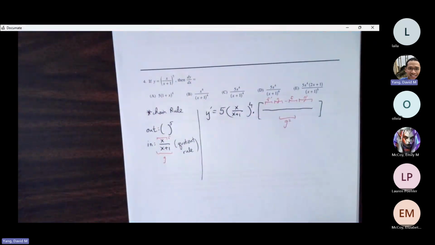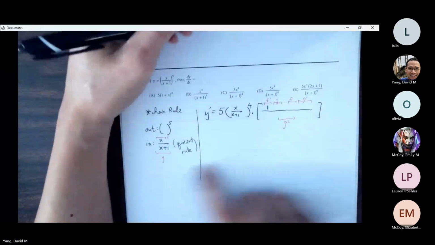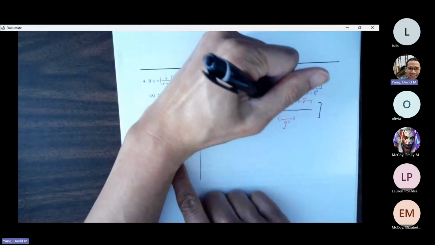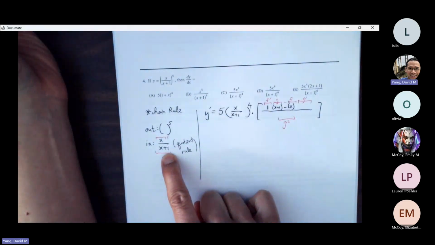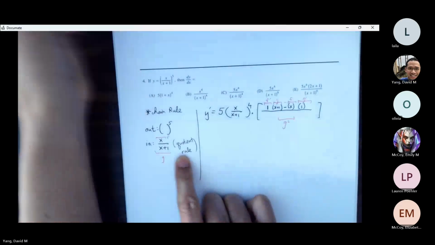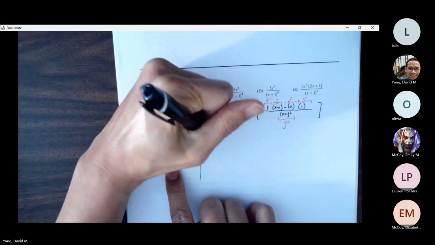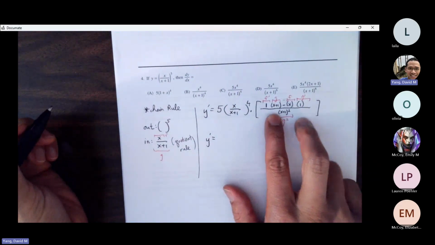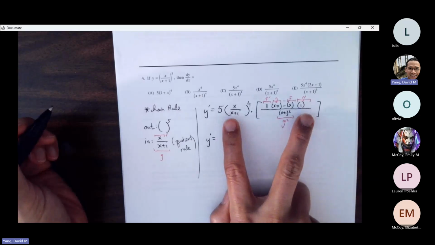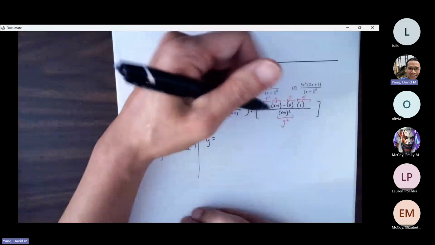So f prime g minus f g prime all over g squared. f prime, x becomes 1. g stays as x plus 1. Back to f, g prime, x plus 1's derivative is just 1, all over g squared. All right, continue cleaning up. We have the derivative. We just have to algebraically get this to work towards one of the options that we see above.